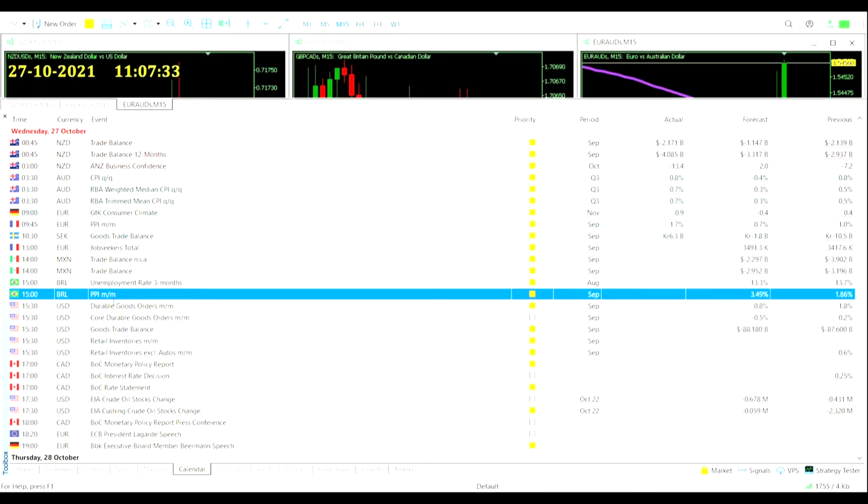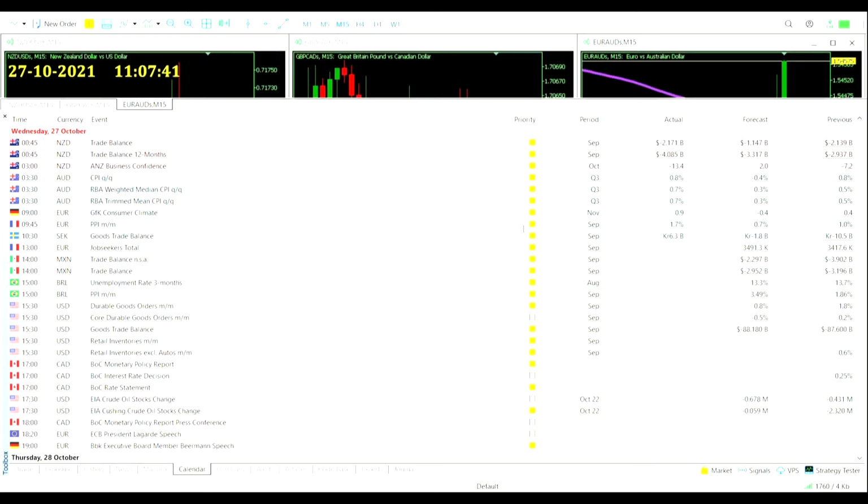3 o'clock, Brazilian unemployment rate 3 months, but the PPI month on month, that'll be interesting. It's forecast at 3.49%, and I've got the feeling that it's going to be even higher than that, maybe above 4 or so. Not that I follow the Brazilian economy that closely, but I do know they have had big inflation concerns. 3:30 US dollar durable goods orders month on month and core durable goods orders month on month. Then same time we've got their goods trade balance and of course retail inventories month on month. That'll be the time we'll want to be laser focused then.